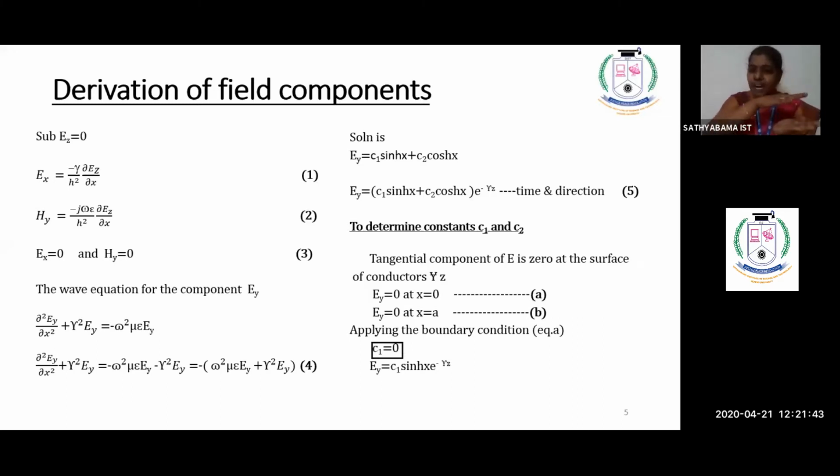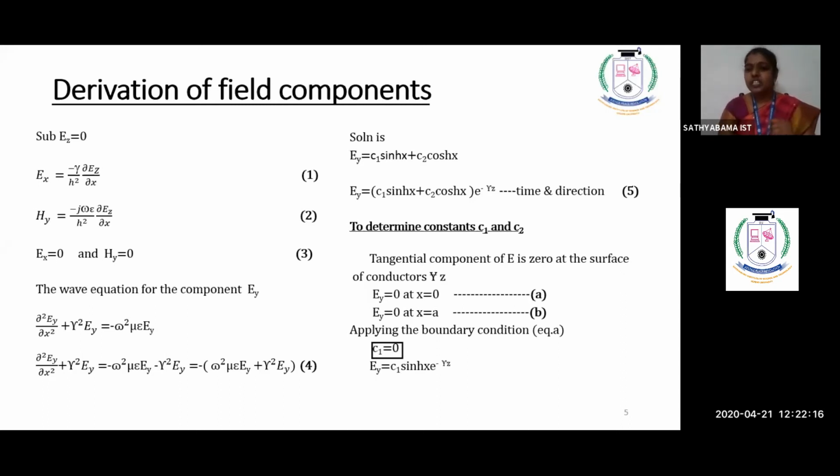If you have a parallel plane wave, the bottom plate is at x equal to 0. On that plate, all the electric fields are 0: Ex is 0, Ey is 0, Ez is 0. So the first boundary condition you can write is Ey is 0 at x equal to 0, the ground plane, and Ey is equal to 0 at x equal to A, the top plate. The two boundary conditions you can easily obtain from your diagram, and that is what I have written in equations A and B.